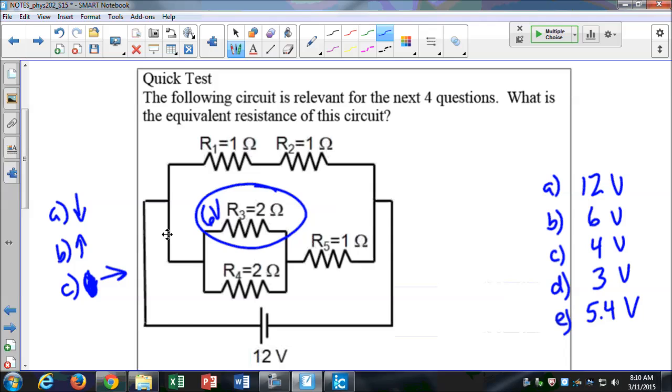So, if R3 is removed, what happens to this current? Does it decrease, increase, or stay the same? If R3 is removed, what happens to the current through R1?